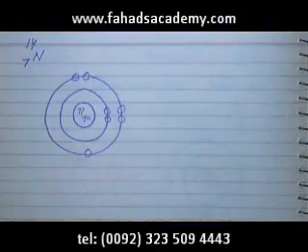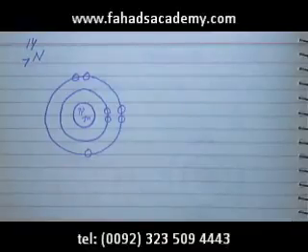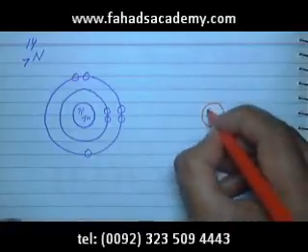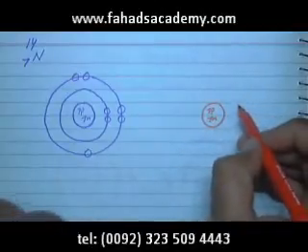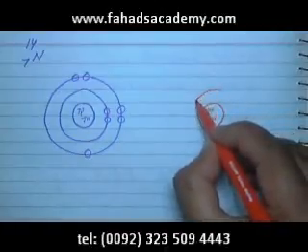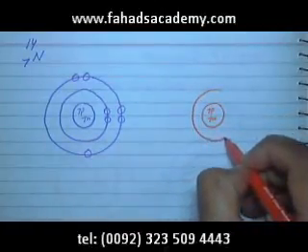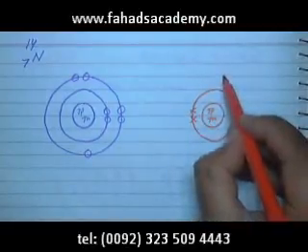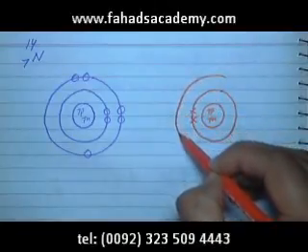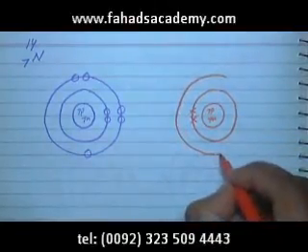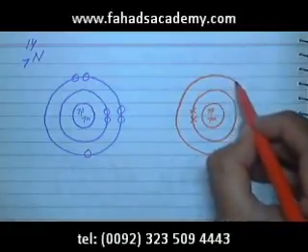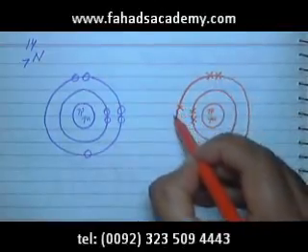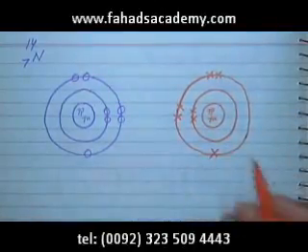We can draw another nitrogen atom as well, and this nitrogen atom has 7 protons and it has 7 neutrons as well. It is identical, and it has 2 electrons in its inner shell, and there are a total of 5 electrons in its outer shell. Both electronic configurations are unstable.